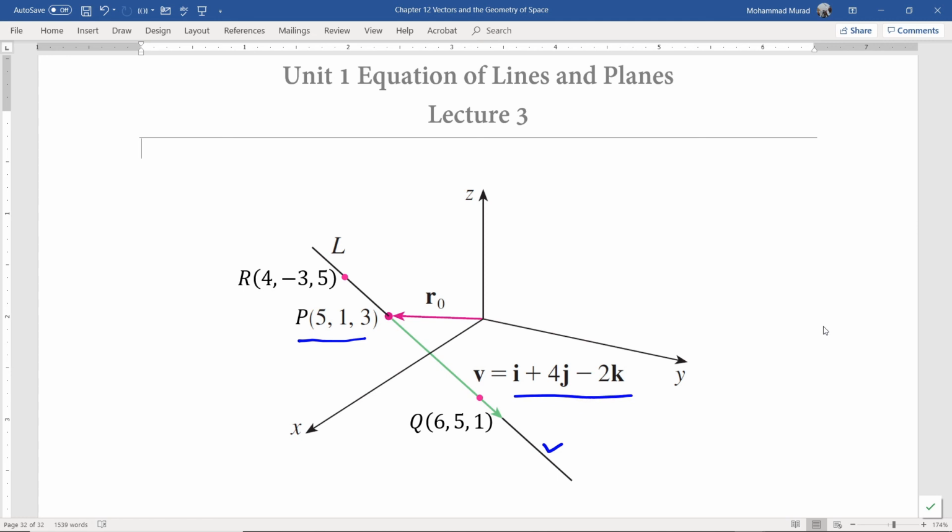And in the part B, we also generated 2 points: the point Q with coordinates 6, 5, 1, obtained by setting the parameter value 1, and the point R obtained by setting the parameter value negative 1. And the point P can be rediscovered by setting the parameter value t equals 0.